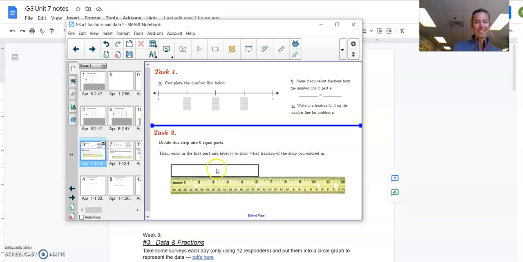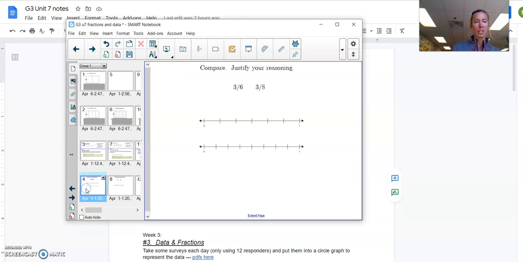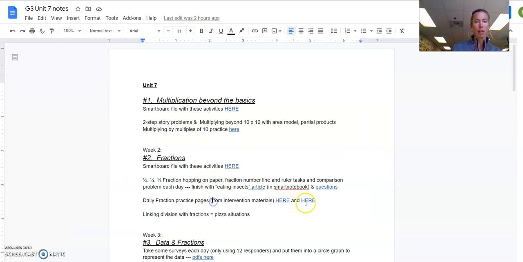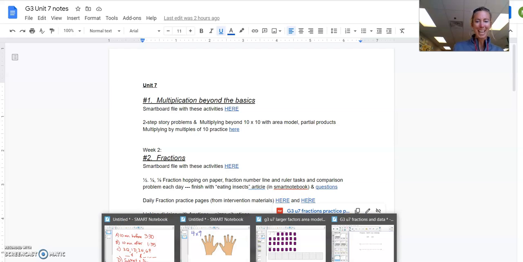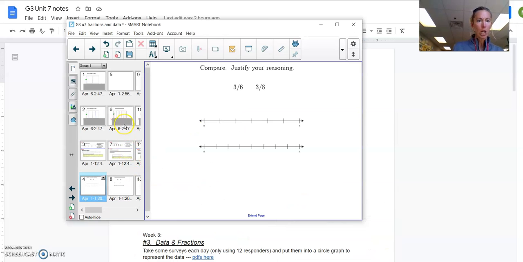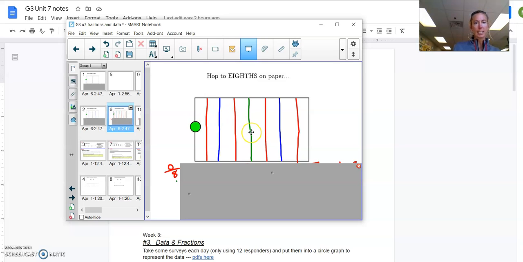And we do what it says. Okay, and we can finish with a fraction comparison problem, or we could finish the day with a fraction practice page. And these are great practice pages from the intervention materials that I got for you. Okay, so each day looks like that, fraction hopping on paper.